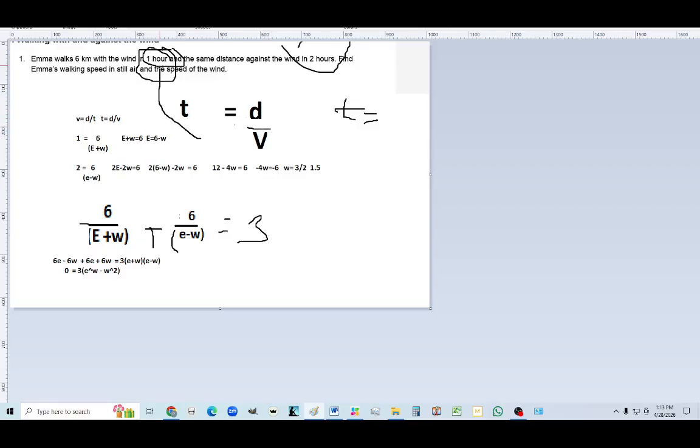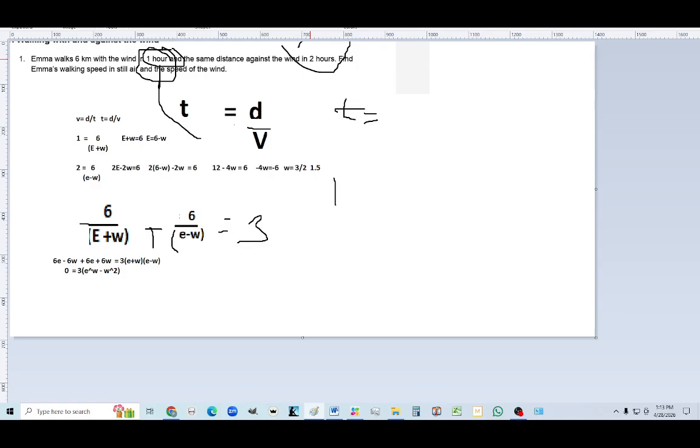Since her time is different when she goes with the wind and against the wind, we have to come up with two different equations, and we always have to have a fraction form because this whole section is about fractions. So we need to know what her distance is, right? Because we have t going with the wind is equal to this distance. Well, the distance in this question is always 6. So we're going to come up with two equations. One when she's going with the wind, and when she's going against the wind.